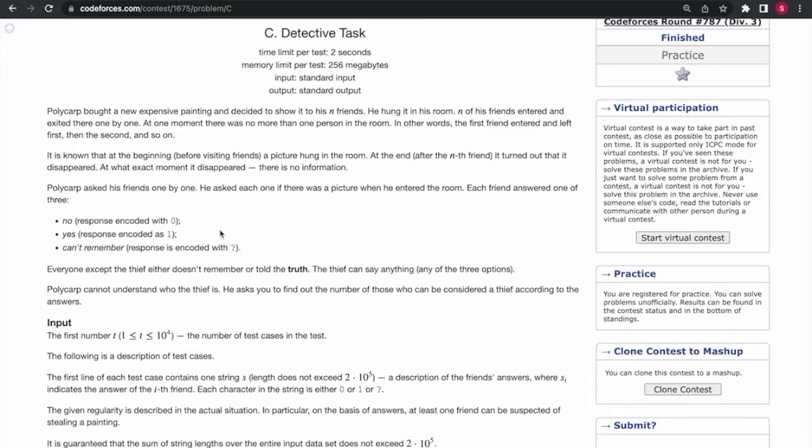Each of the friends responds with 0, 1, or a question mark. 0 represents that there was no picture, 1 represents that there was a picture, and a question mark represents that the friend can't remember if there was a picture or not. Everyone except the thief tells the truth. Also, the thief can choose any one of the options as his answer to the question.